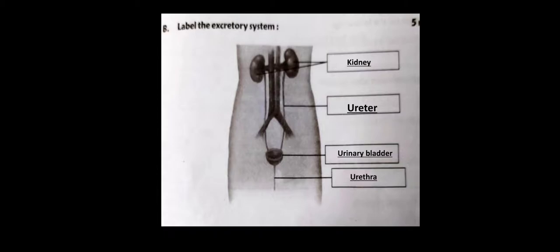Next is the urinary bladder. Urine is stored here, and the last part through which urine is passed out is the urethra. So kidney, ureter, urinary bladder and urethra.